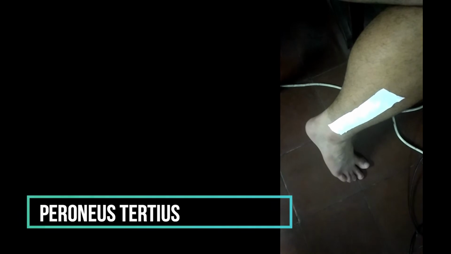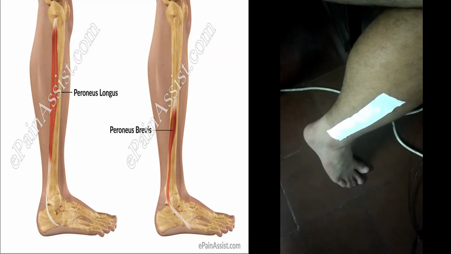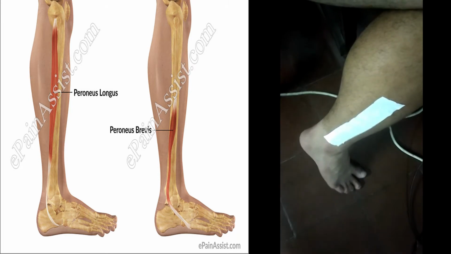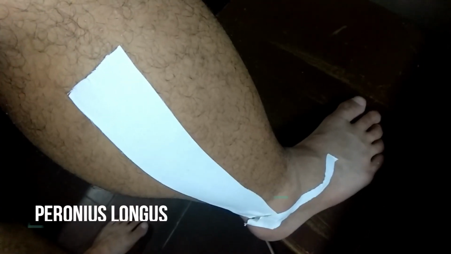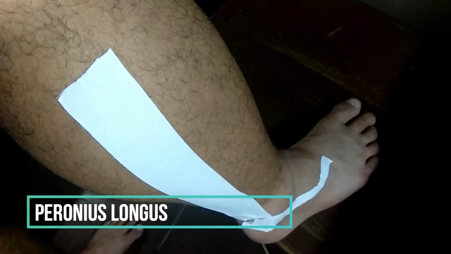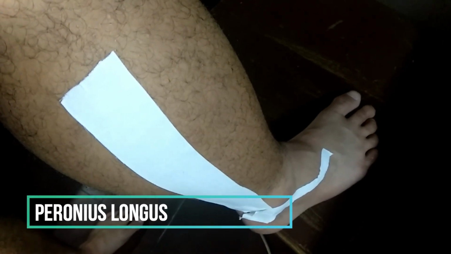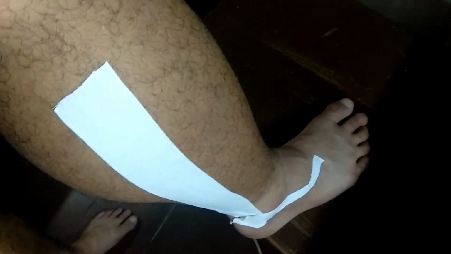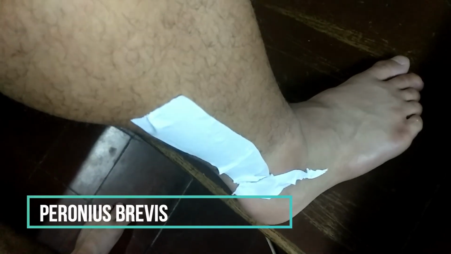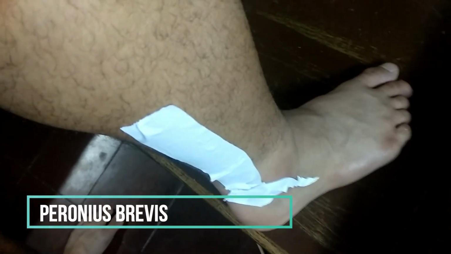Peroneus tertius. Origin: distal anterior surface of the fibula, also interosseous membrane. Insertion: dorsal surface of metatarsal 5. Peroneus longus. Origin: proximal part of lateral surface of shaft of fibula. Insertion: first metatarsal, medial cuneiform. Peroneus brevis. Origin: lower 2/3 of lateral fibula. Insertion: fifth metatarsal.